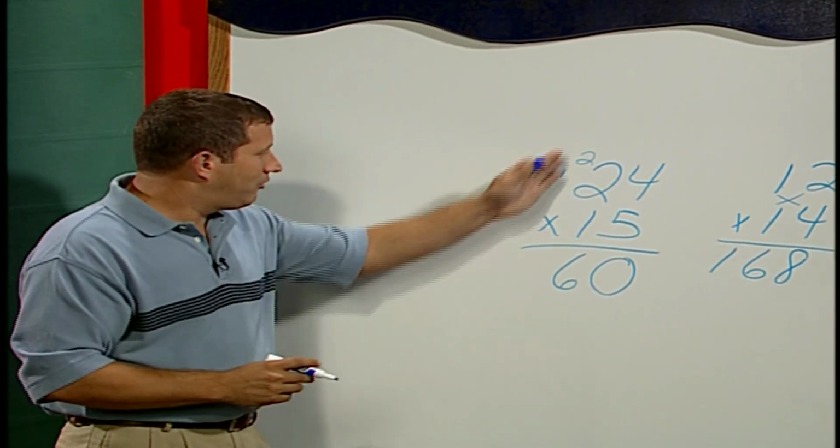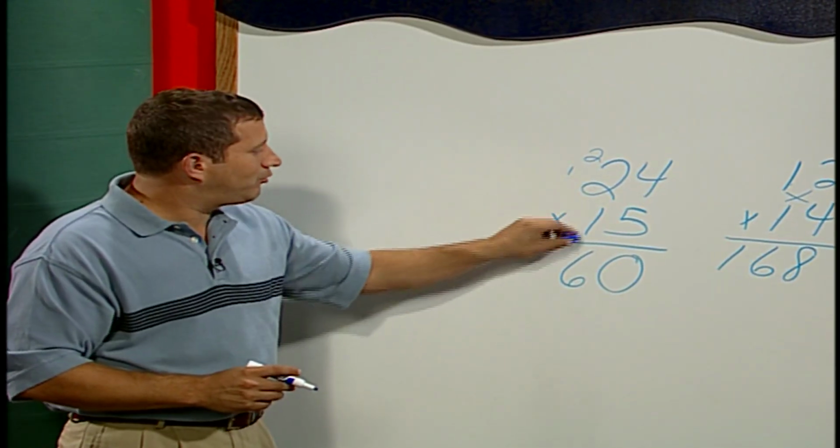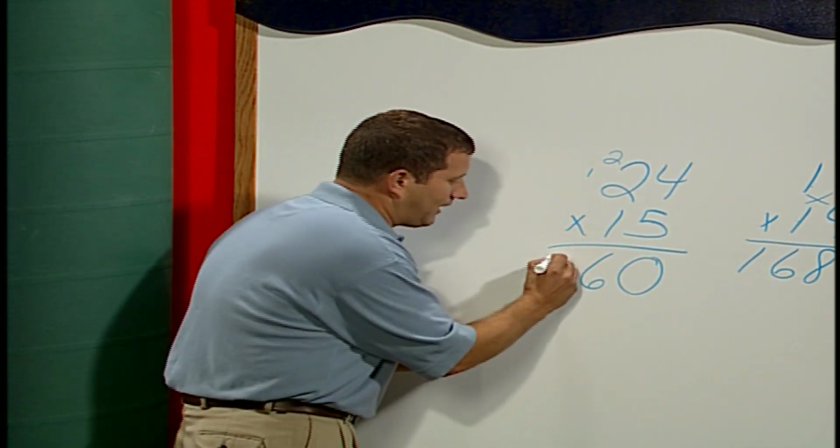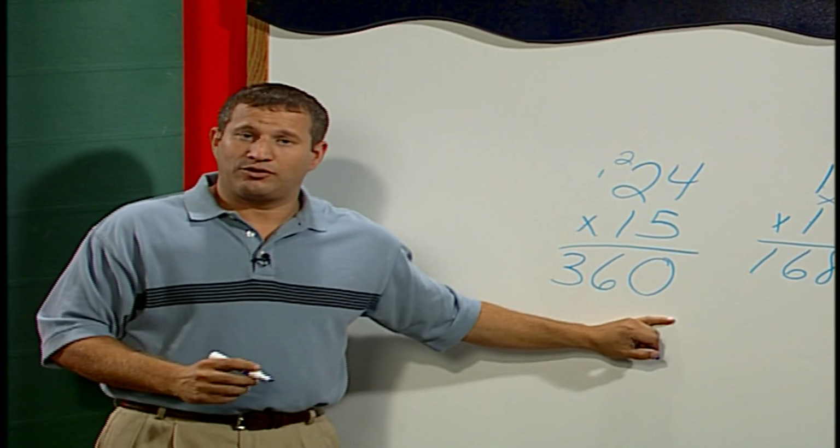The next step is the left side. So what's 2 times 1? That gives us 2. Don't forget about the 1 we carried. That gives us 3, and there's your answer, 360.